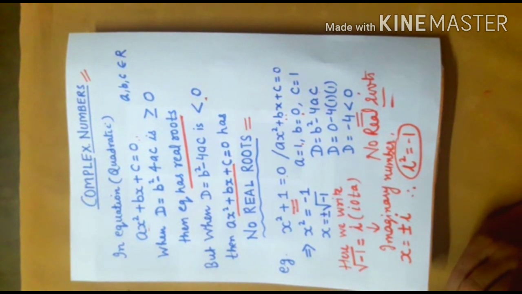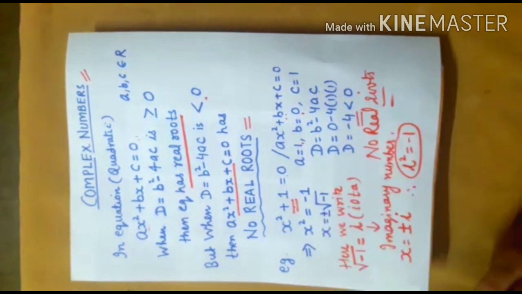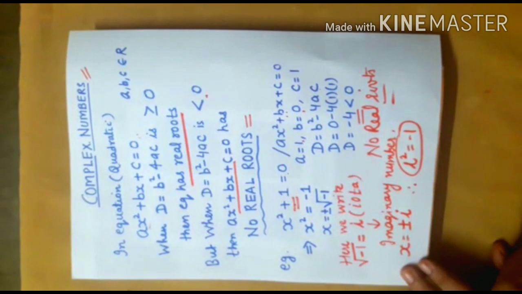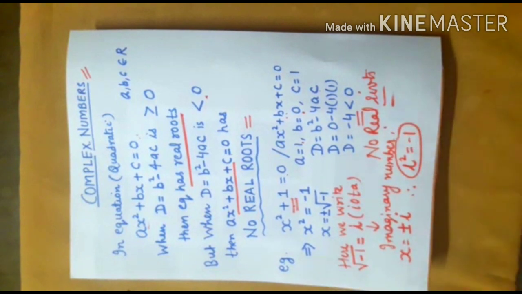Can you find any real number whose square is minus 1? No, we cannot. Because we know that square of a real number cannot be negative. So no real number will satisfy this equation. So this equation has no real roots. So if I have to find out the roots of this equation, then I need to expand our number system. That is, I need to think beyond real numbers.